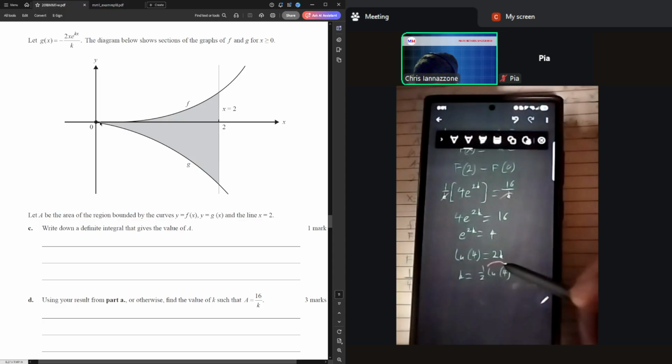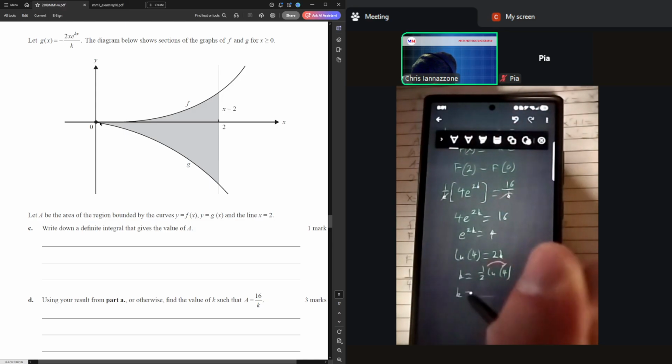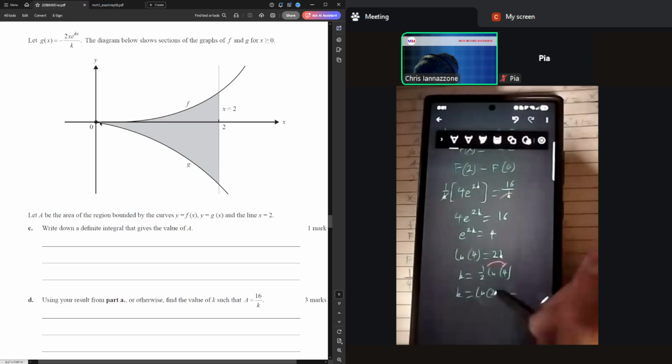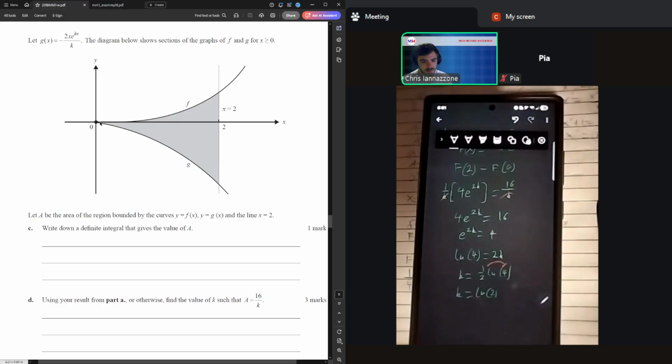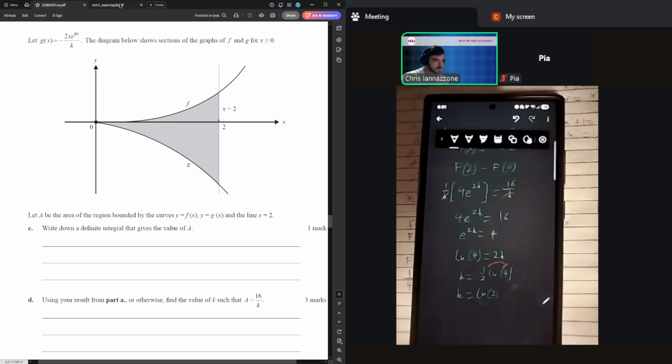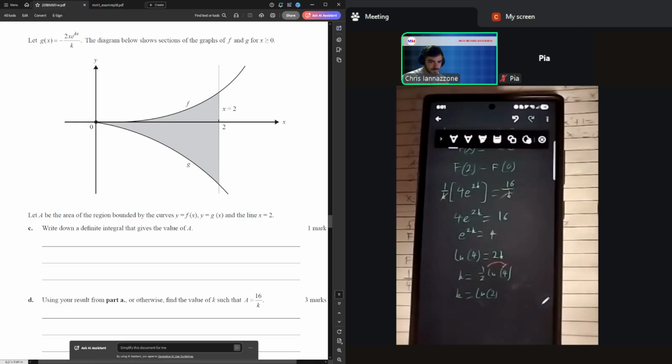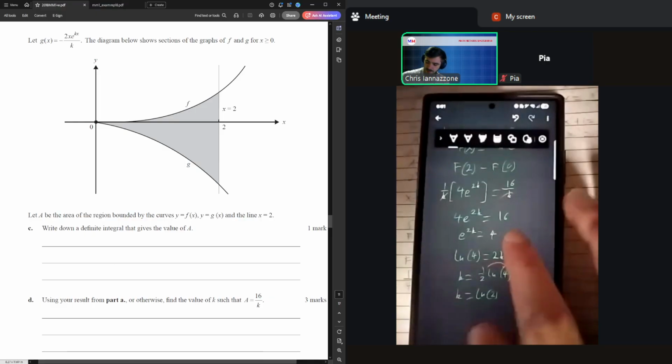You can put this in as a root thing, basically, so k equals natural log 2, just using the log law where the coefficient at the front comes in as a power. So that's probably the simplest form you can write that in. Bit of a ride there.